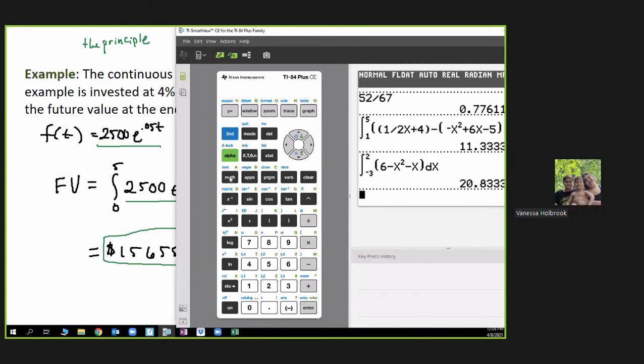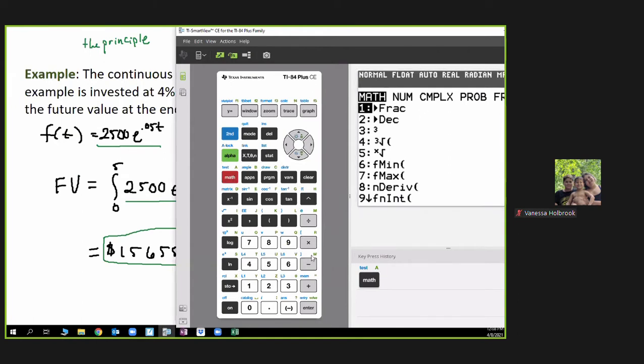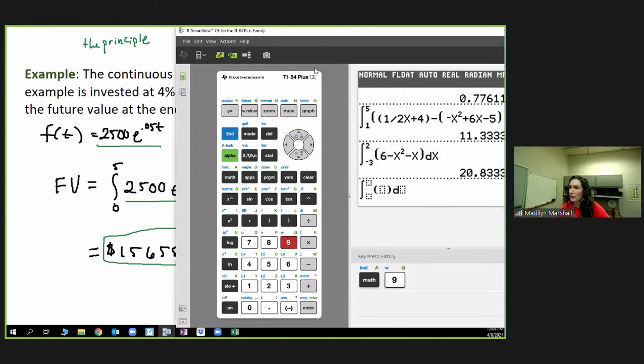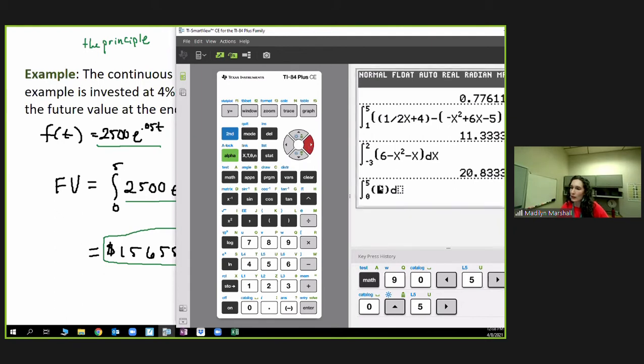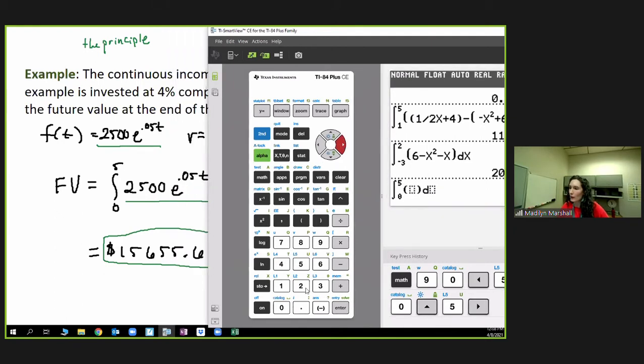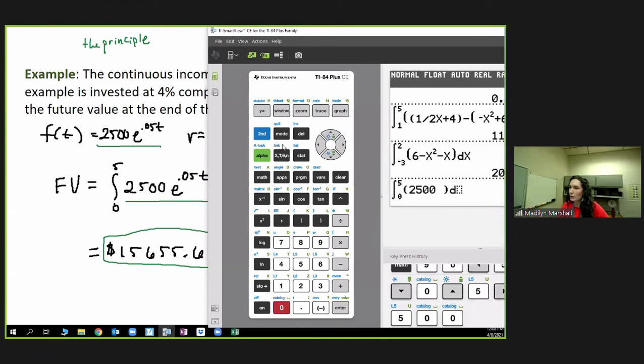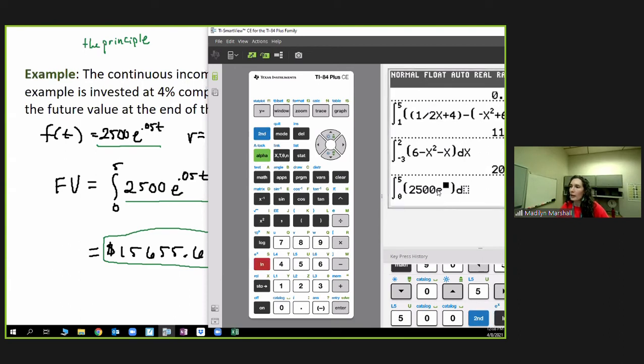Okay, good. So let's go over to math, number 9 is a function. We're going between 0 and 5. So our whole formula should go inside these parentheses. We have 2500 e to the power is down here. This calculator automatically brings our exponent up to an exponent.